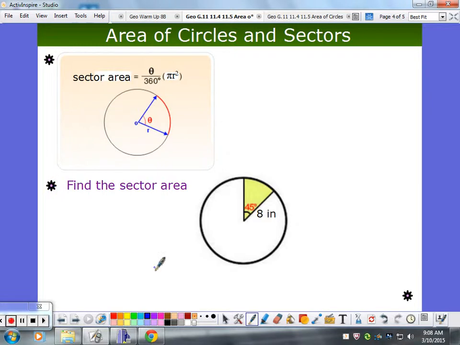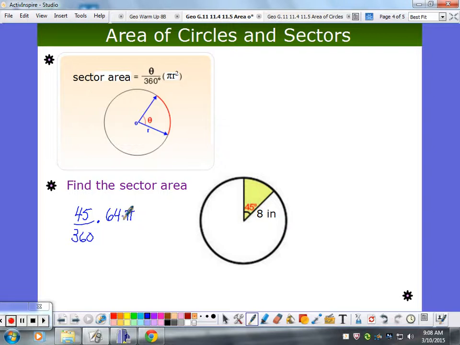So in this example, I want to know this yellow bit. So find the sector area. Well, what fraction of a circle do I care about? 45 over 360 times pi r squared. Well, let's see, 8 squared, that's 64, right?